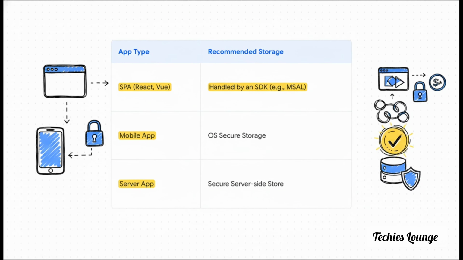Well, the right way to store it really depends on the kind of app you're building. For a mobile app, you'd use the phone's built-in secure storage. For a traditional server-side app, you'd stick it in a secure database. But for us, building single-page applications in things like React or Vue, the absolute best practice is to let a library or an SDK handle it for you. Think of it as a toolbox that does all the tricky security stuff for you.